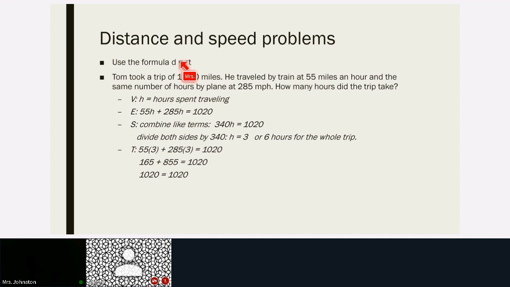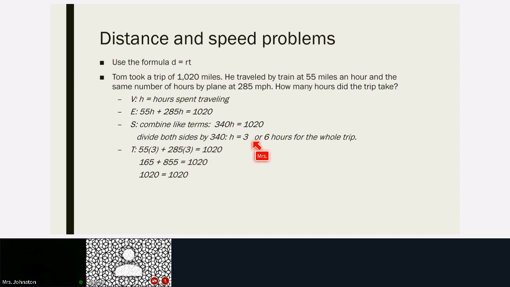Now, distance is in miles. That's why by multiplying rate times time, I'm going to end up with distance. Okay, there's my equation. I'm going to combine these like terms. 55 plus 285 makes 340 total. 340h equals 1,020. And this is a simple one-step equation. I just have to do one operation, and that's to divide both sides by 340.